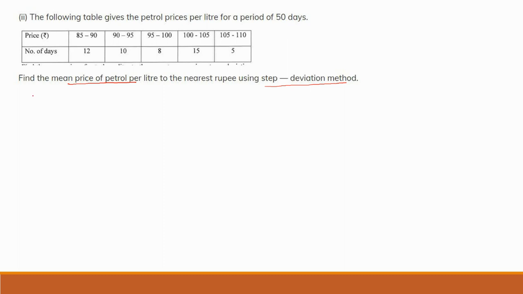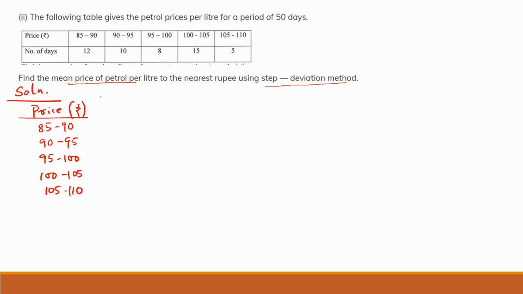So I hope you all know how to do step deviation problems. Let's see how to do it. Price in rupees is given as 85 to 90, 90 to 95, 95 to 100, 100 to 105, 105 to 110, and this column is the number of days. You can also add one more column, xi. This is price.